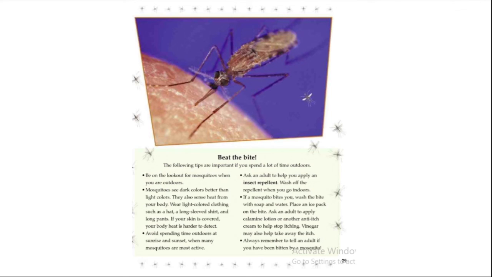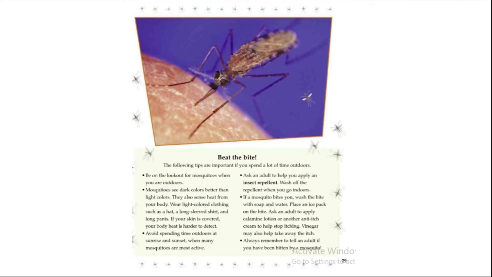Beat the bite. The following tips are important if you spend a lot of time outdoors. Be on the lookout for mosquitoes when you are outdoors. Mosquitoes see dark colors better than light colors. They also sense heat from your body. Wear light colored clothing such as a hat, a long sleeve shirt, and long pants. If your skin is covered, your body heat is harder to detect. Avoid spending time outdoors at sunrise and sunset, when many mosquitoes are most active.